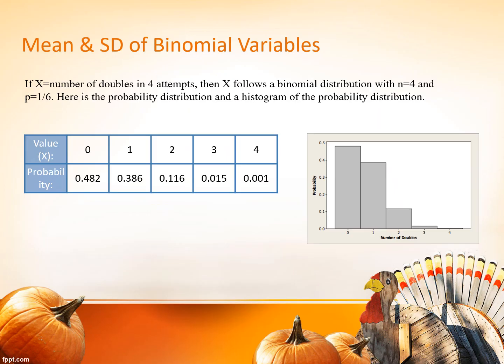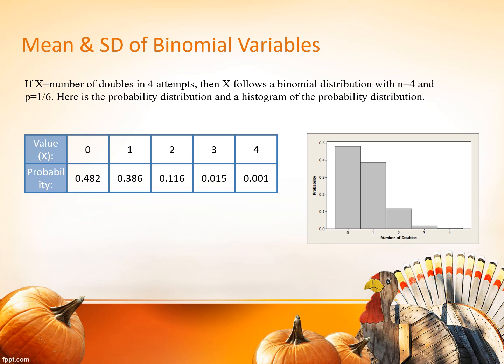Really what we're doing today is calculating the mean and standard deviation of a binomial variable. Now, if you remember, a binomial variable is just a discrete random variable, so we actually know how to do this. So this is a probability table for the number of doubles in 4 attempts. So this x follows a binomial distribution with n is 4 and p is 1/6. This is back to the doubles problem that we were looking at yesterday. So here's the probability of the number of doubles that you could roll with a die in 4 attempts.